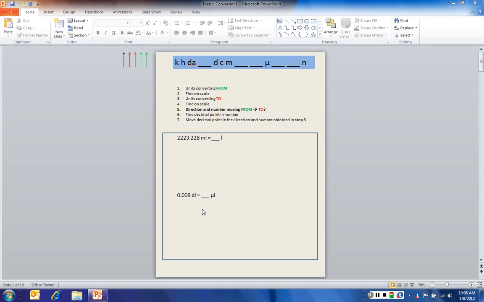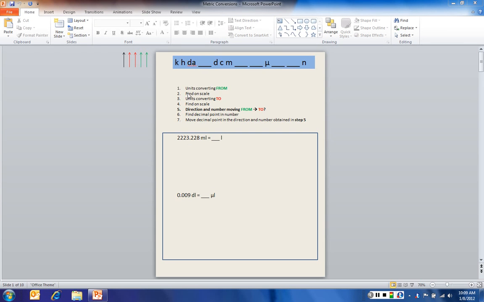Down below are the instructions, 1 through 7. And in each one of these conversions, this is the way I'm going to do the converting from one into the other. The first thing we're going to do is look at the problem. So up here I've got 2,233.228 milliliters, and I'm wanting to know how many liters. Notice there's no unit in front of that. There's just liters. So I'm not talking about any of these up here except the one right here, the over, the one that doesn't have a prefix.